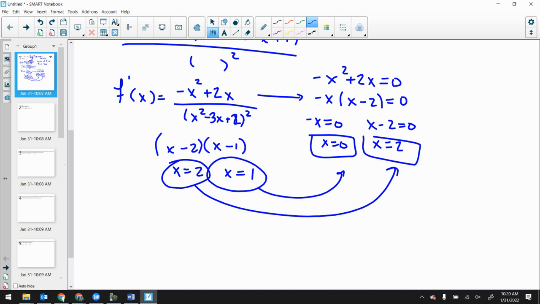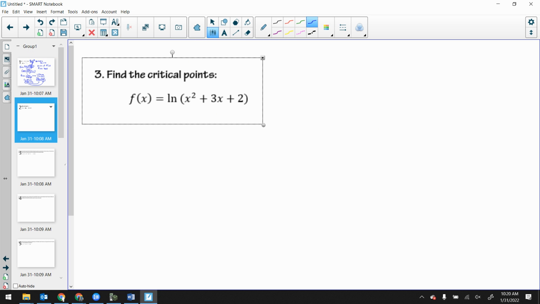Yeah? So you must also take into account where the derivative may not exist down there as well. Make sense? Zeros, where the derivative does not exist. Basically, you're finding the zeros of the numerator and the denominator, honestly. Because that's where the zeros or the critical points are. All right, same thing here. Find the critical points of ln of x squared plus 3x plus 2.